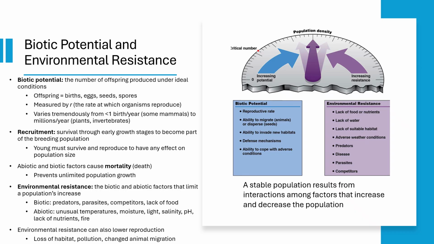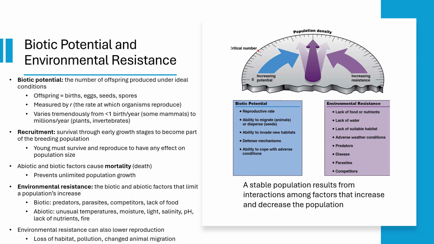Recruitment is the stage when an organism has survived and can become part of the breeding population. So young offspring must survive first before they can reproduce and before they can have any effect on the population size. Factors that affect recruitment can be abiotic or biotic. You can have predation, for example, as a biotic factor, or you can have abiotic factors such as very cold temperatures that can impact the survival of the youth.